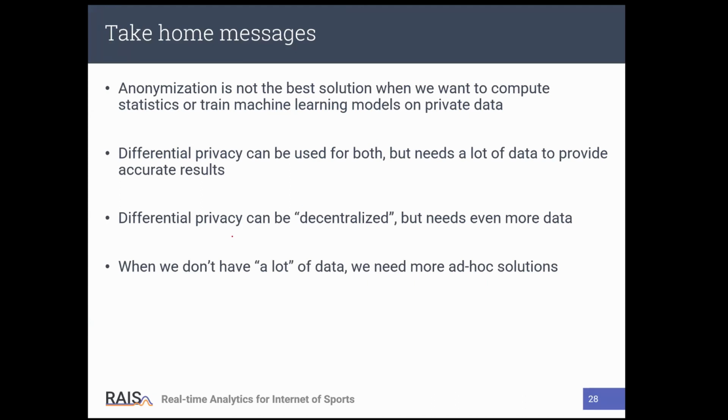And if we want to move it to a decentralized setting, which is local differential privacy, we actually need even more data. So we pay even more for the privacy that we get. So when we don't have the large amount of data required to enforce differential privacy with reasonable utility, we need to go for more ad hoc solutions, which try to introduce noise in a smarter way, and that take more into account the distribution of your data and the query that you're asking.